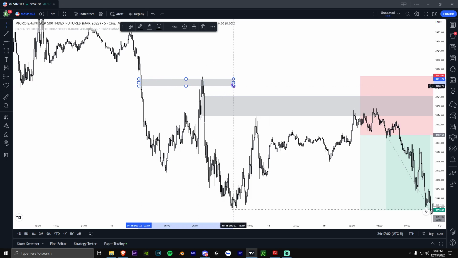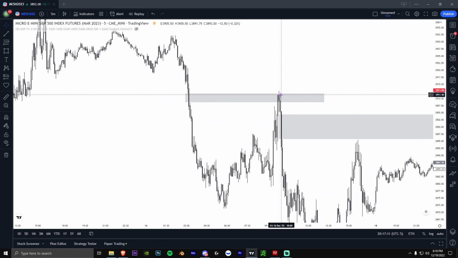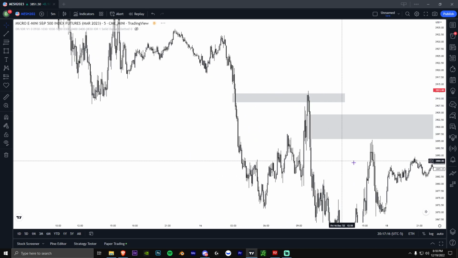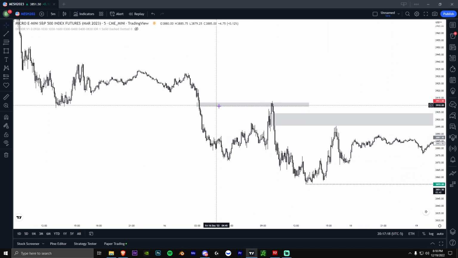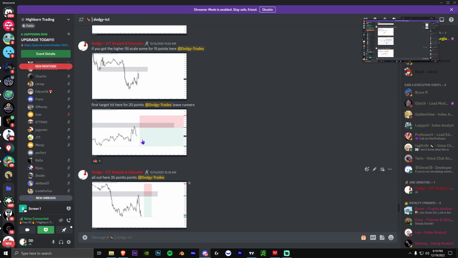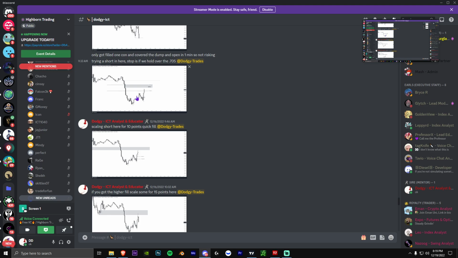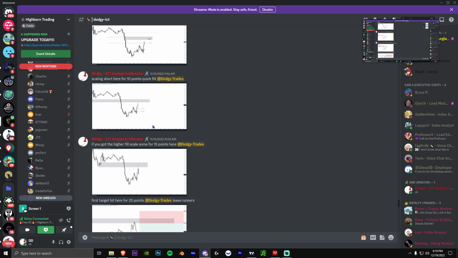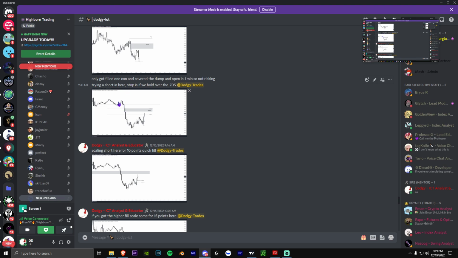Right here. See this? So you can see right here, fair value gap rejection 3910, and I alerted this too. So look right here. This is from Friday. Where is it? I said, trying a short here, stop as if we hold over the 0.705.